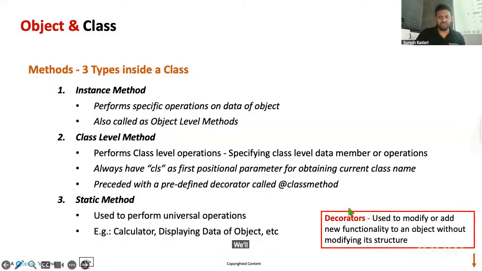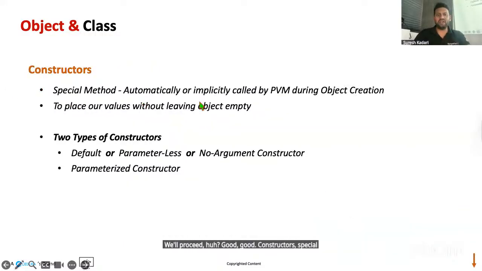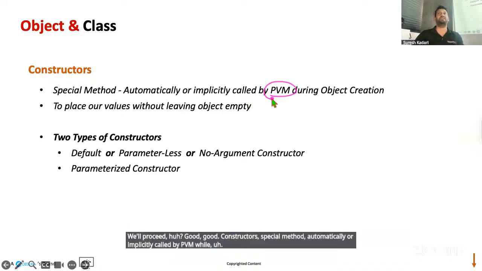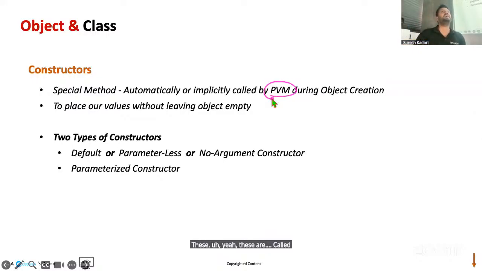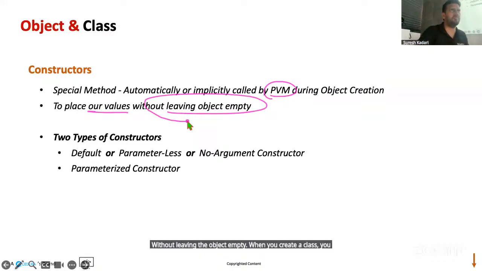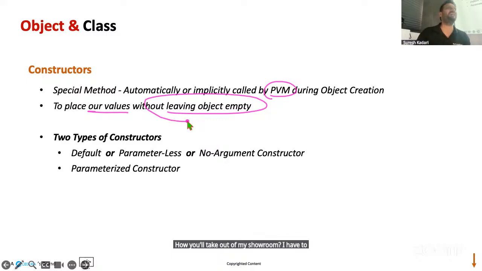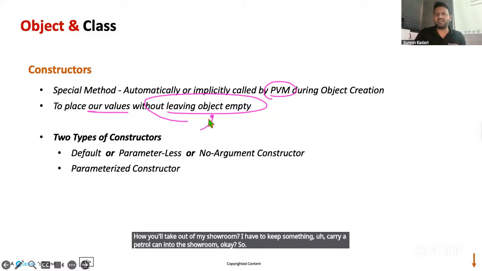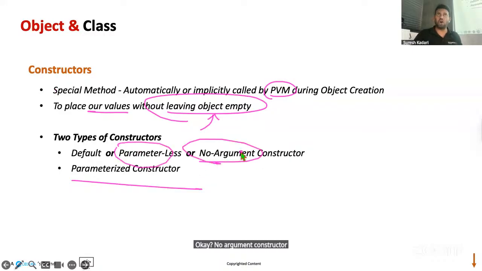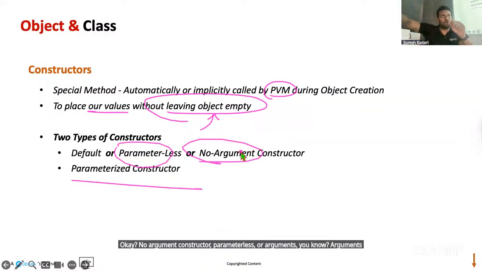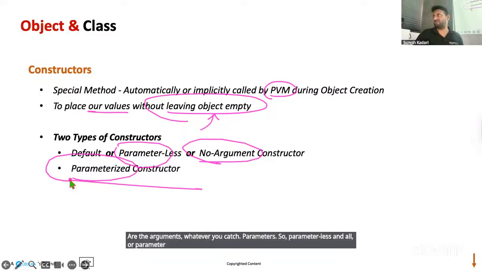Okay, we'll proceed. Good. Constructors are special methods, automatically or implicitly called by PVM during object creation. These are called as you create the object, to place our values without leaving the object empty. When you bought a car from me, I will not deliver the car without petrol. How will you take it out of my showroom? I have to keep something, carry a petrol can into the showroom. So while creating an object, I cannot leave it empty. As you create the object, I need to give some parameters, some values. That is how constructors work. Again, there are two types: no argument constructor, parameterless, or parameterized. Whatever you throw are the arguments. Whatever you catch are parameters. So parameterless or parameterized constructors.